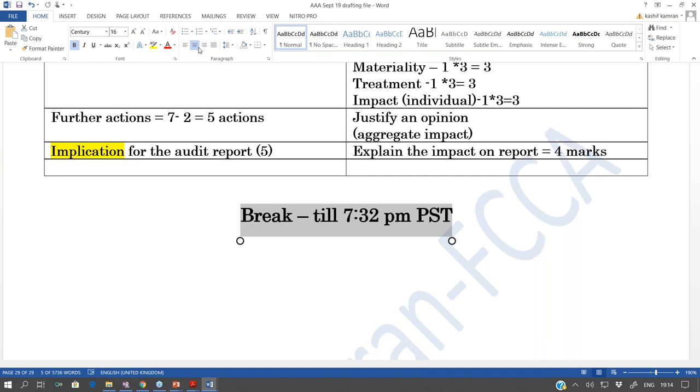So go to a break, 7:32 p.m. Be back to the live session so that you can benefit from writing of the answer.